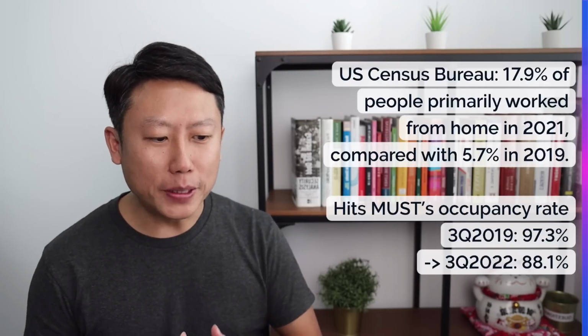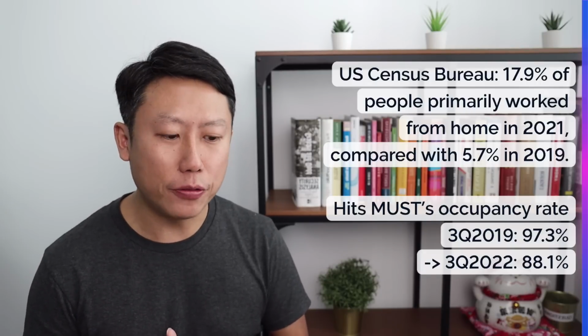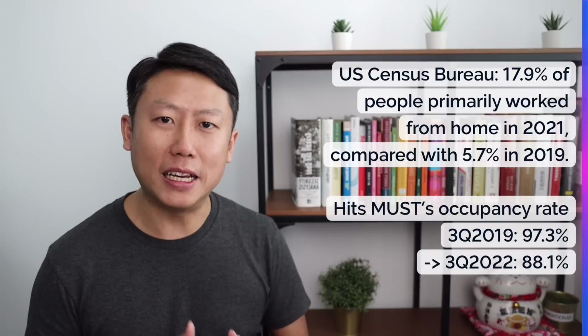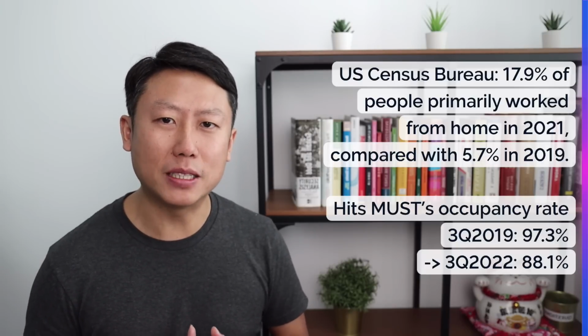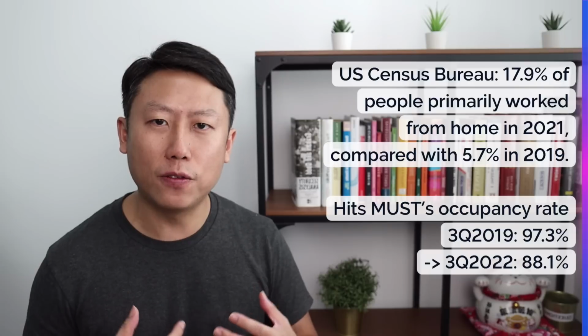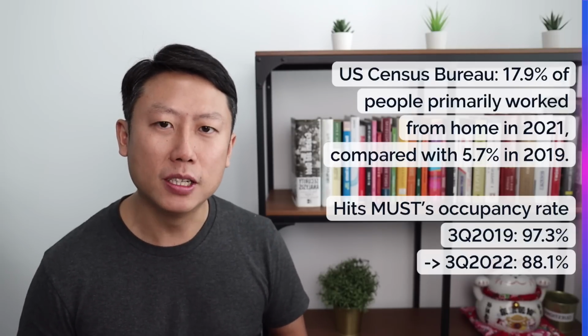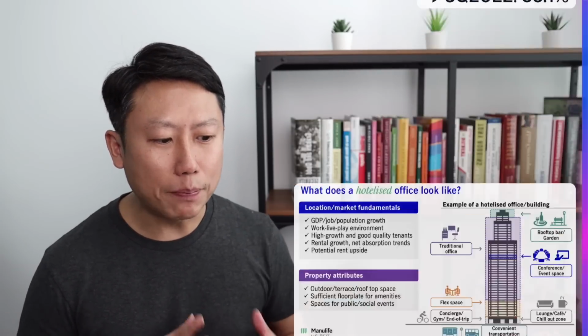So the occupancy in 3Q 2019 was 97.3% for Manulife REIT, and then the latest quarter it was 88.1%. So you can see almost a 10% drop. So this seems like it's a permanent trend, and being a Grade A office focused REIT, it got hit probably the most. And that's why they wanted to do something different, right?